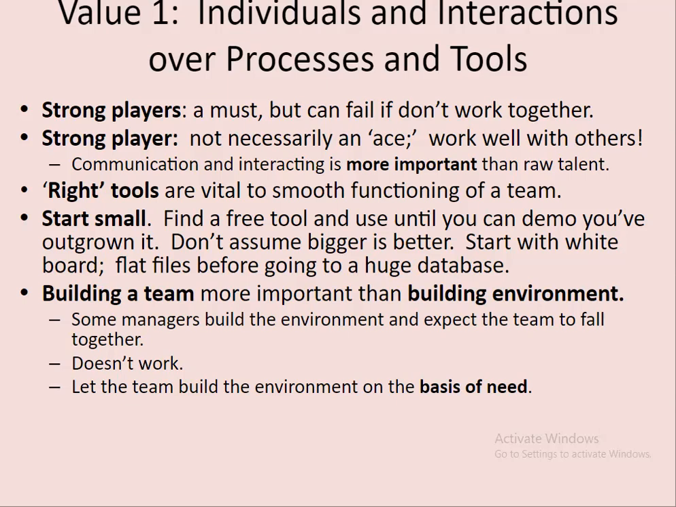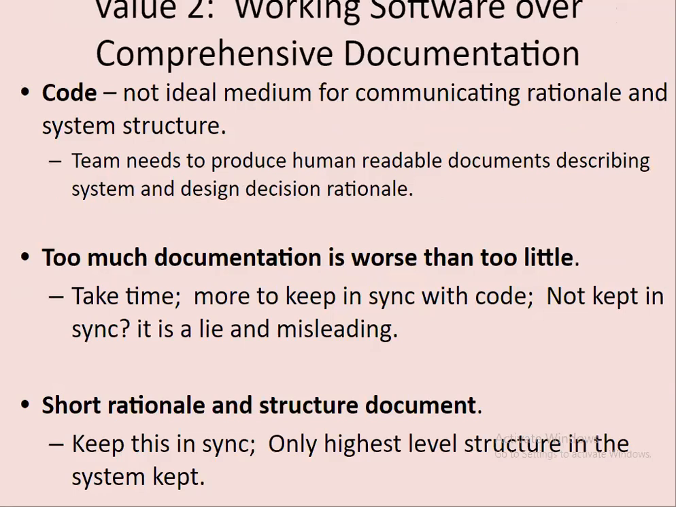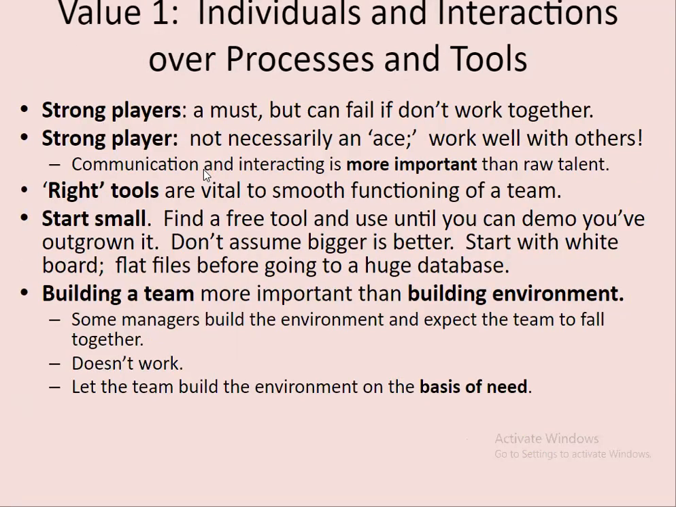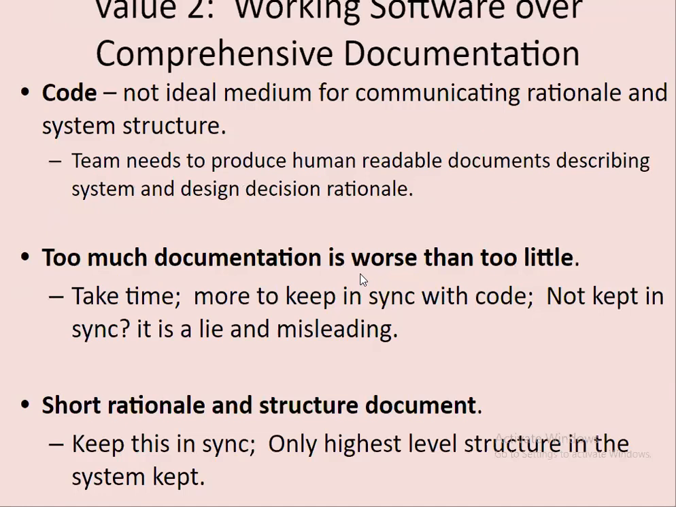Building the team is more important than building the environment. Some managers build the environment and expect the team to fall together. It doesn't work. Let the team build the environment on the basis of need. For example, we always call this a cross-functional team, right? So Scrum Agile allows team members to decide what they want to do. No one will tell you that you have to do planning, you have to do testing. It's their own call, right? Value number two is working software over comprehensive documentation, right?